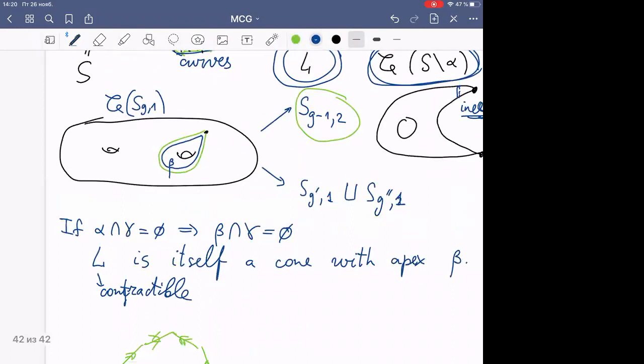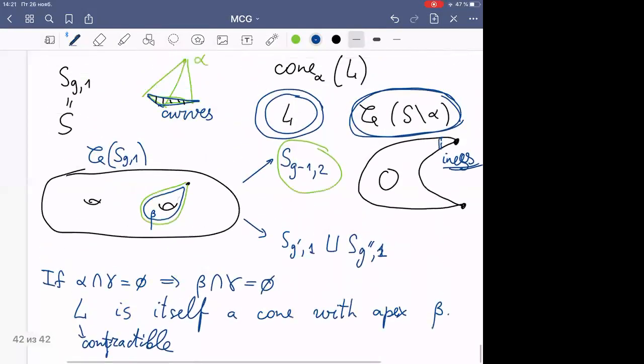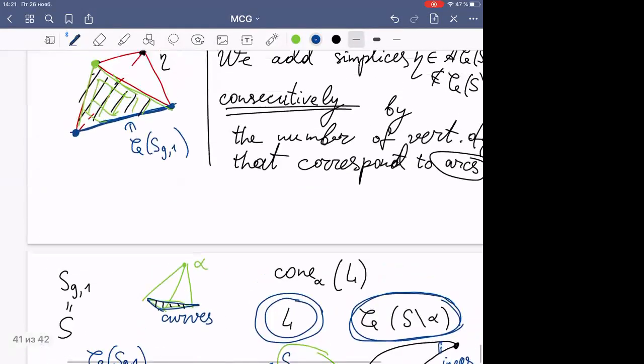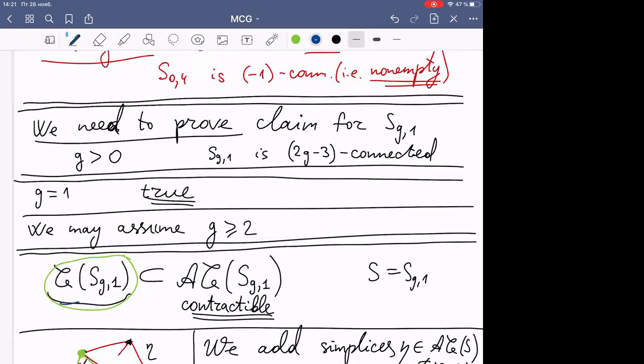And then in the very last moment, this curve beta becomes essential, since it bounds the disk here. But at that moment we will compute some dimensions and understand that this contractible complex is obtained from this complex by adding cells of dimension 2g minus 2. And this will prove that the original complex was 2g minus 3 connected. So this is just the idea.